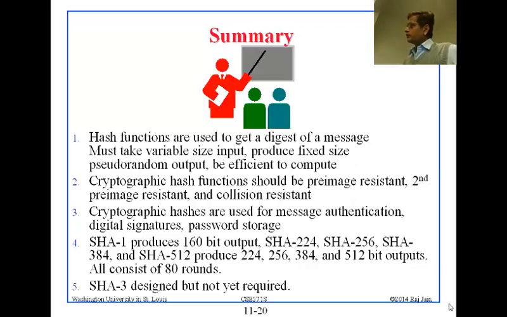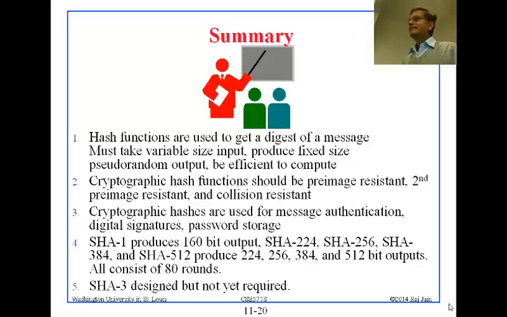Now SHA-1 produces 160-bit output. SHA-224 produces how many bits of output? Anybody remember? This is today's lecture. How many bits come out of SHA-224? Nobody was paying attention? 224. So the number here is the size of the output.